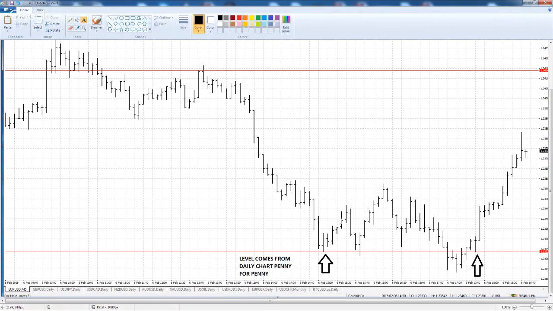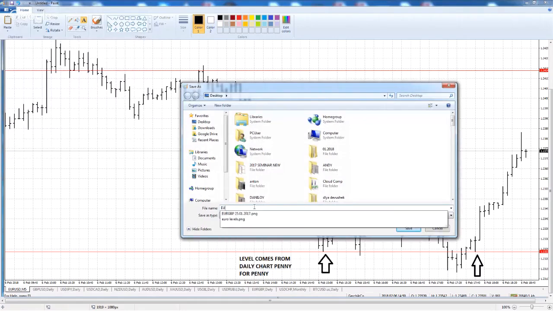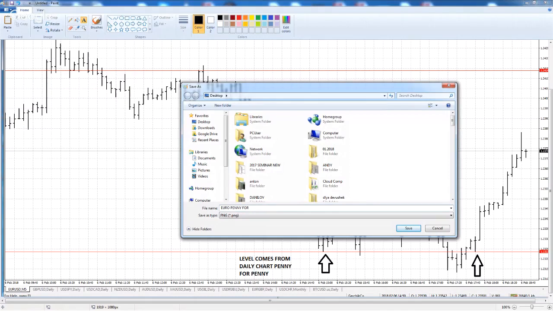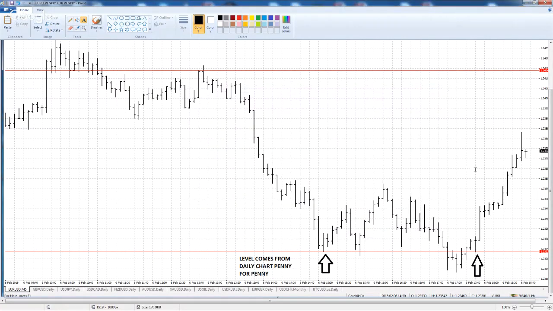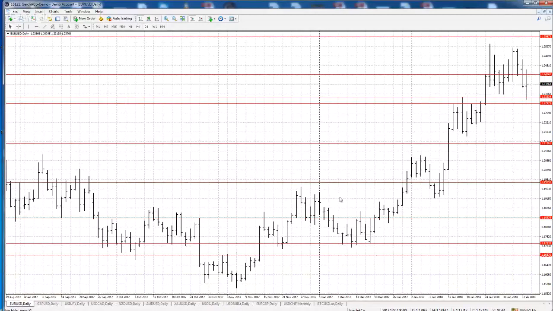You have the daily chart and the 5-minute chart, and you always know, you see, euro, penny for penny. I have a lot of pictures like this. That's what I usually do. That's how I understand if there's a real buyer or a real seller in the picture. So that's the euro. Right now we have a totally understandable picture for euro dollar.